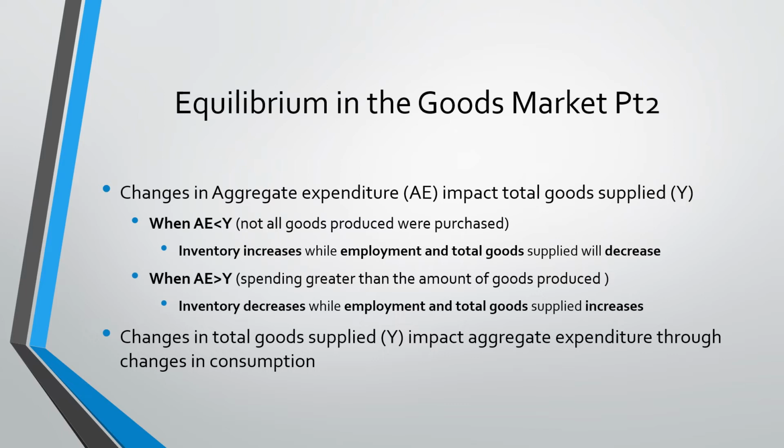When AE is greater than Y, that means that spending is greater than the amount of goods produced, as opposed to the initial case. Inventory is going to decrease because you're purchasing more than you have produced, right? So your stock is going to decrease, while in this case employment and total goods supplied are going to increase. Now this would be a boom in an economy. A really important note too is that changes in the total goods supplied Y can impact aggregate expenditure through changes in consumption, and we can see that through the consumption function.